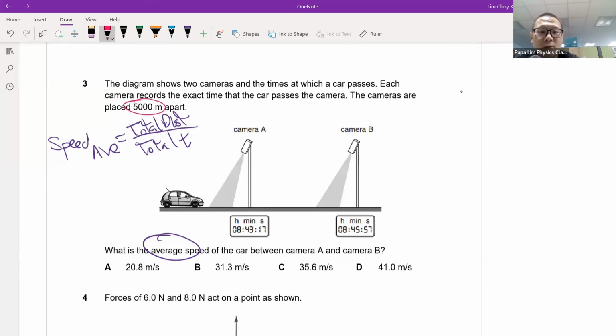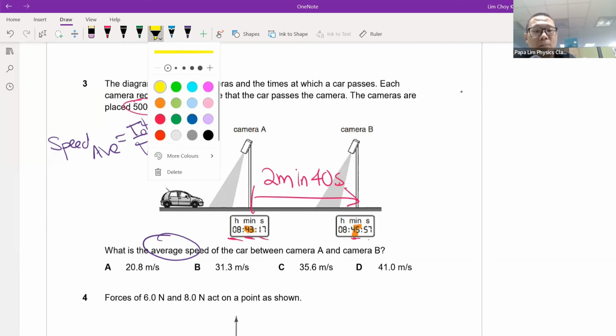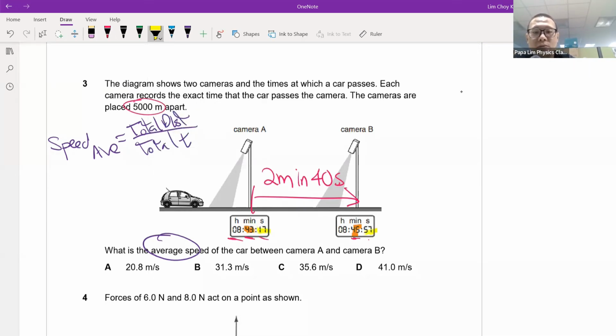The time taken here, take note, is 8 minutes 43 seconds, 8 minutes 45 seconds. So between A and B, the time taken for the travel is actually 2 minutes 40 seconds. So you take a look, this is 43, this is 45. So there's a difference of 2 minutes. Then after that, how much time has passed? 17 seconds, it changed to 57 seconds. So total, we will have 2 minutes and 40 seconds.